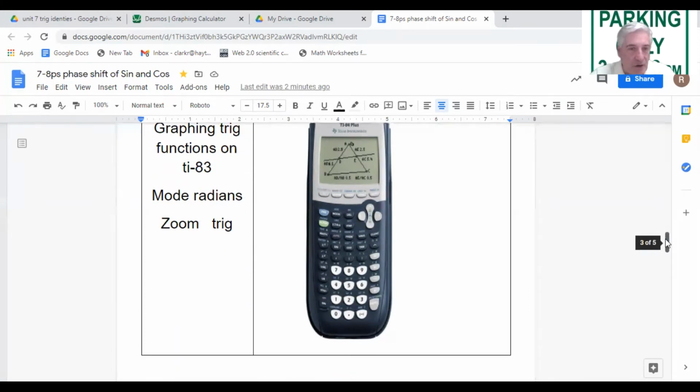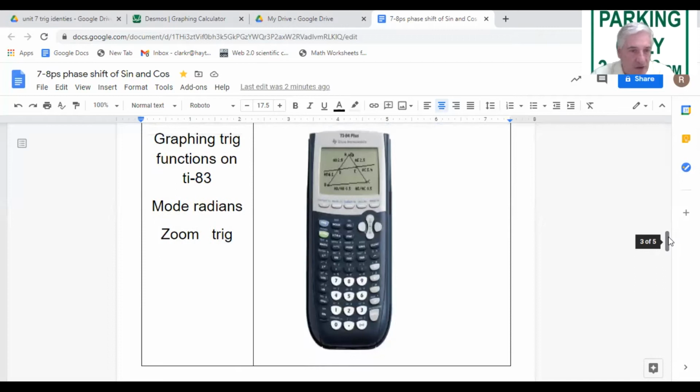All right, you're in mode in radians. How do you know that? You can check it by hitting sine of 30. If the sine of 30 still comes up 1/2, then you're not in radians, you're in degrees.